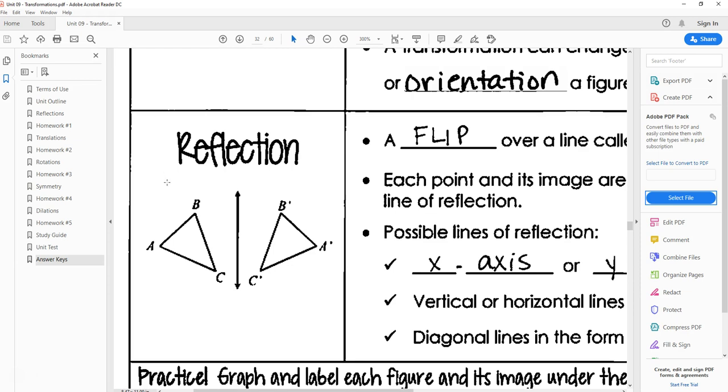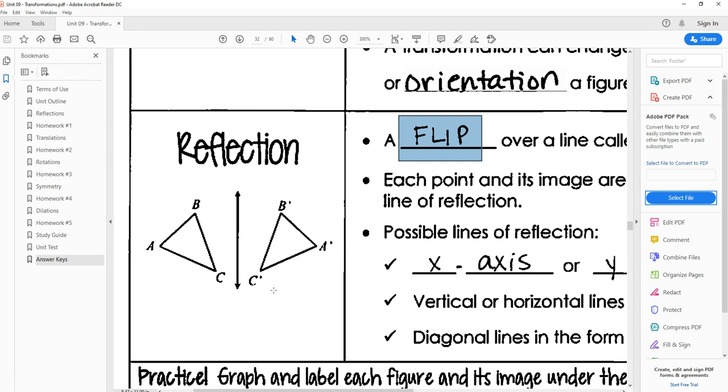So the keyword you had to remember for reflection is flip, because that's essentially what we're doing. We're grabbing any image from here and flipping it across some sort of line of reflection. A lot of times the line of reflection would be the x-axis, or the y-axis. Sometimes it would be any other horizontal line like y equals 2, or a vertical line x equals something.